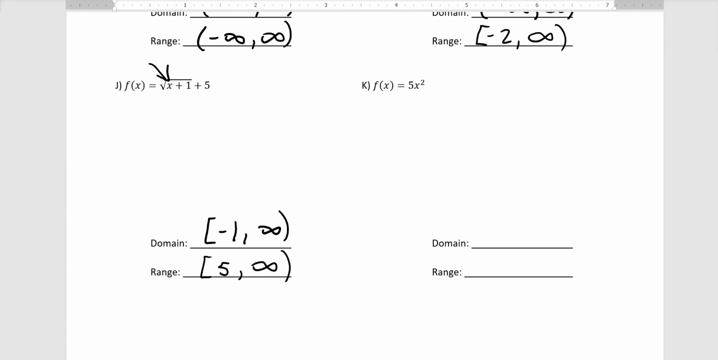All right, last one, letter K. F of x is 5x squared. Okay, quadratic. So think about what that means. A quadratic always has the domain of -infinity to infinity. My range depends on the leading coefficient and my maximum or min value.